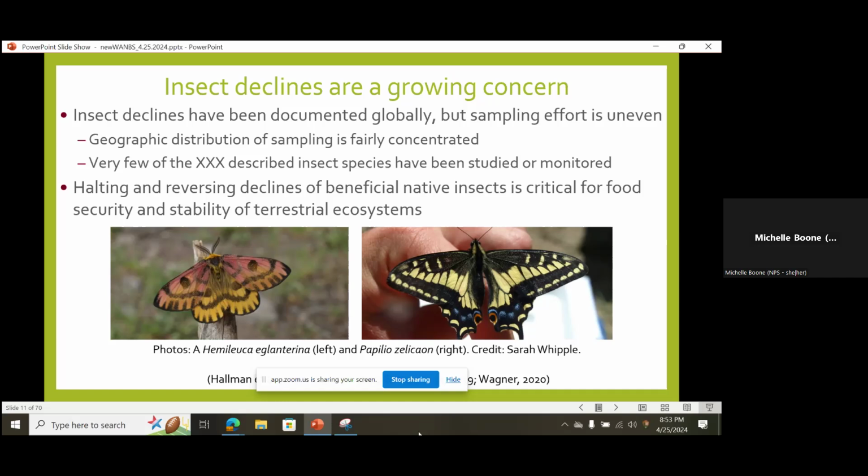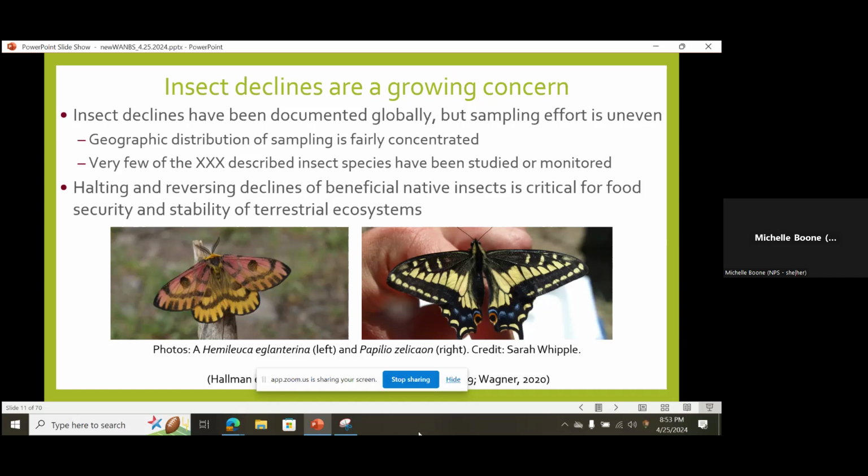So there's a lot more data for, say, coastal areas or around cities than there are out in larger expanses, because it's logistically challenging to get out there. There's just fewer people out looking. So we have to look at decline data with a grain of salt, that it's really not complete.